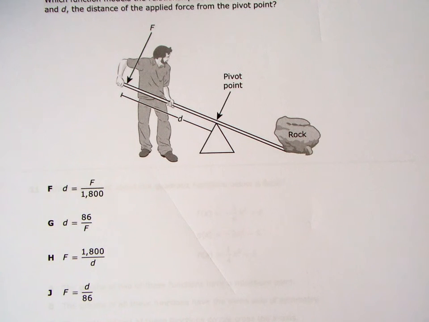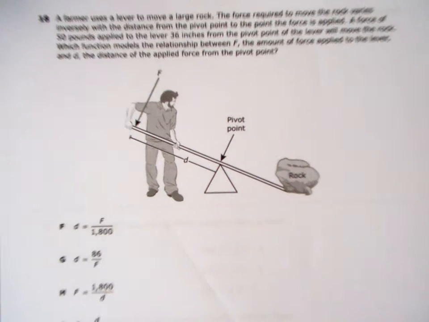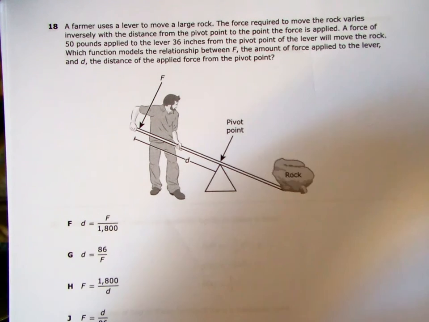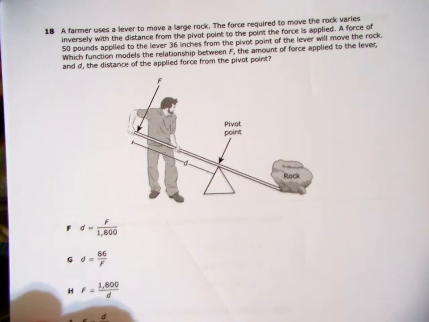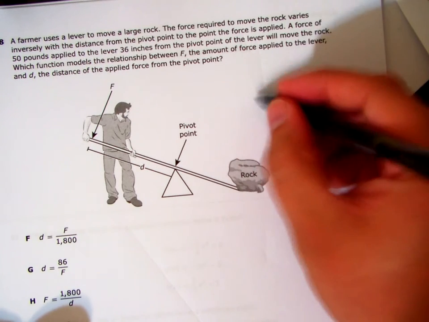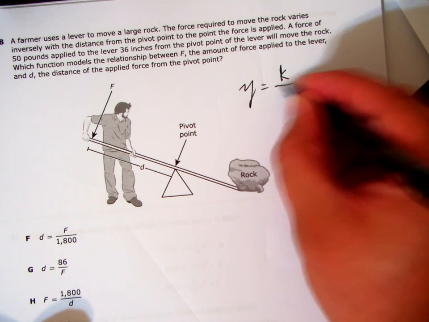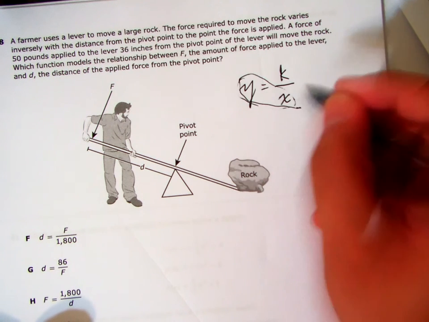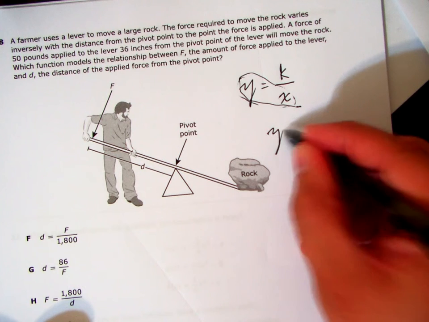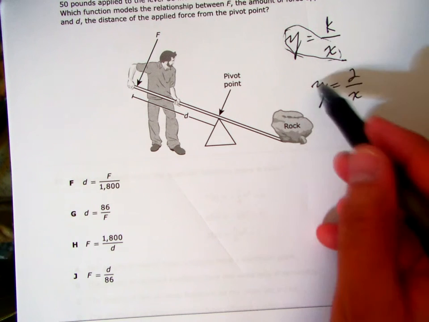Alright, so here we have, let me zoom it out some. If I'm using a lever to move the rock, the force required to move the rock varies inversely. As soon as you see that word inversely, what that means is that the x and the y are across from each other. Like one formula that would be inverse would be 2 over x. See that?